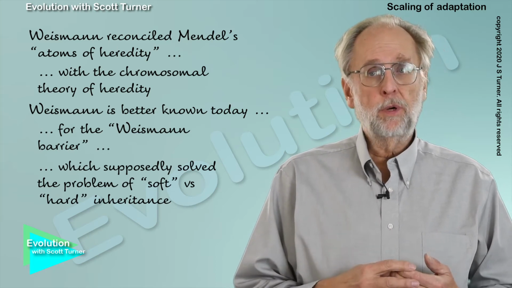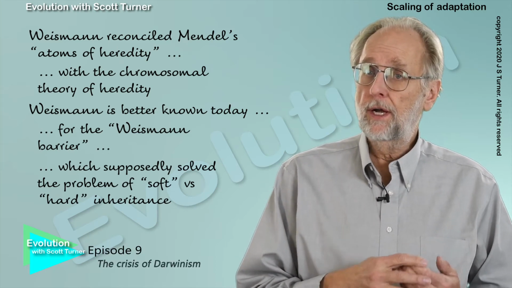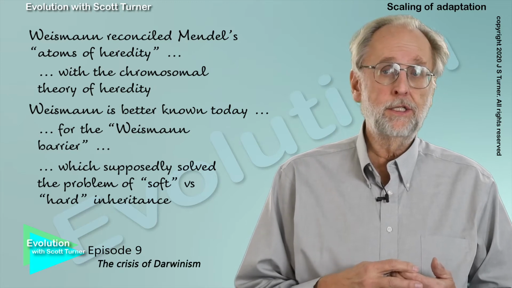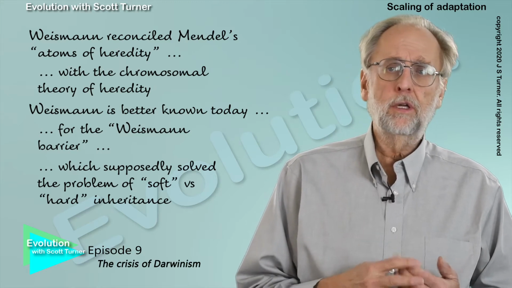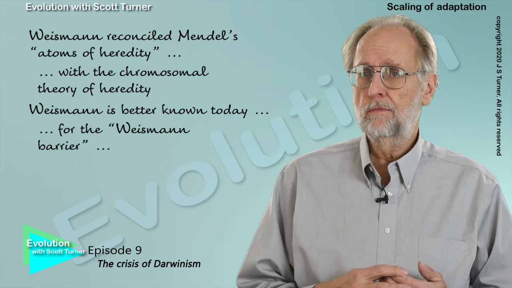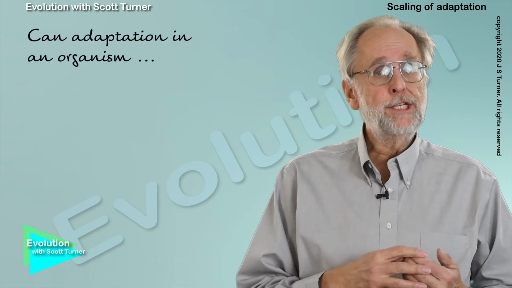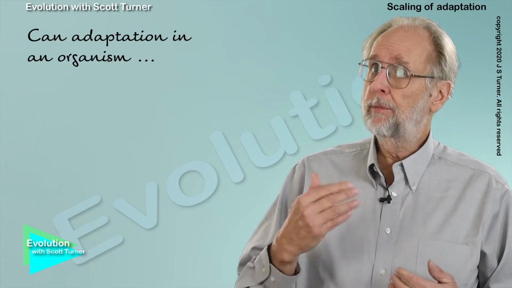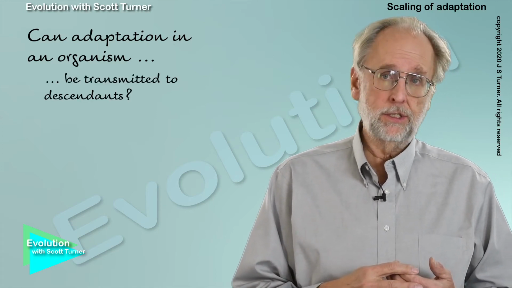We spoke about this problem when we were outlining the crisis of Darwinism in the late 19th century. Go have a second look if you need to refresh your memories. The crisis was how, or whether, adaptation in the organism could somehow be transmitted across lineages.